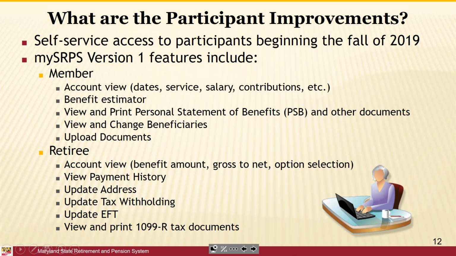They'll be able to view their payment history for the last 5 years. They'll be able to update their address, their tax withholding, and also the direct deposit. They'll be able to do all that information online, and it will be a direct update to our database. And they'll also be able to view and print their 1099-R tax document.